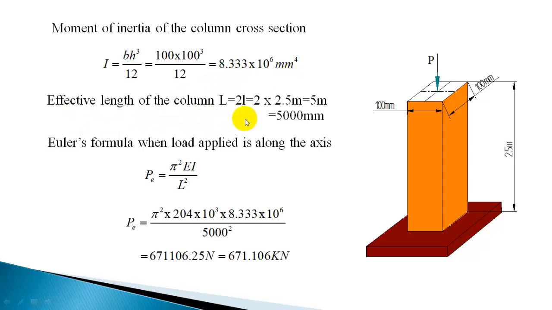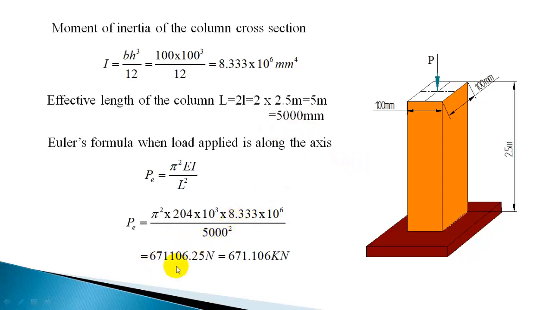Effective length of the column is 2L, because one end is fixed and the other end is free. So you can take the effective length as 2L, or 2 into 2.5 meter, or 5 meter, or 5000 mm. Euler's formula, when load is applied along the axis, or applied centrally, P is equal to pi squared EI by L squared. Pi squared into Young's modulus, 204 gigapascal, so 204 into 10 raised to 3 Newton per mm square. I you have already calculated, 8.333 into 10 raised to 6, and L is the effective length, 5000.